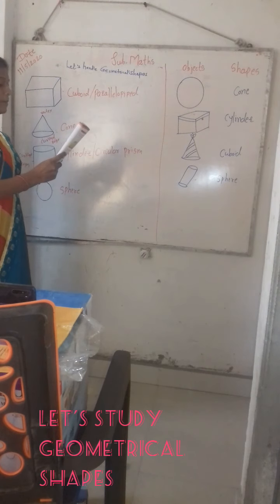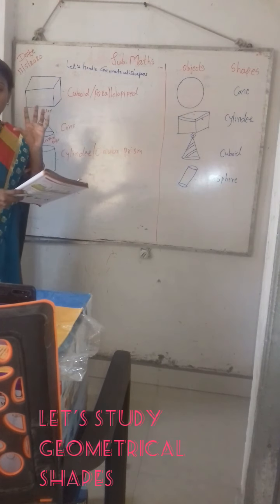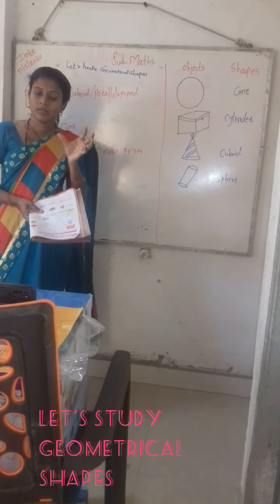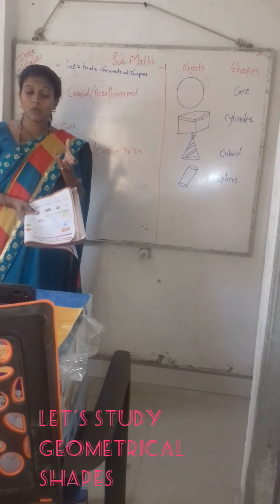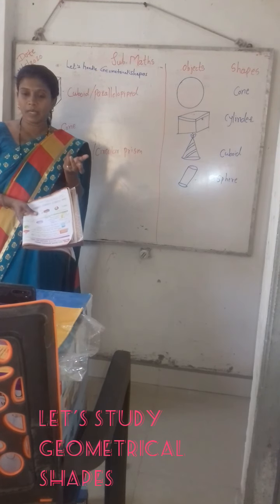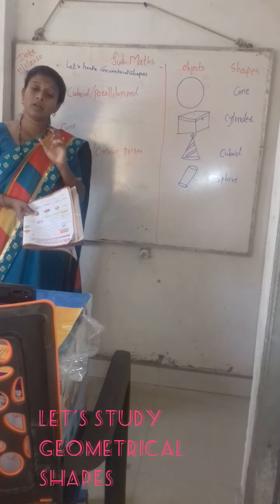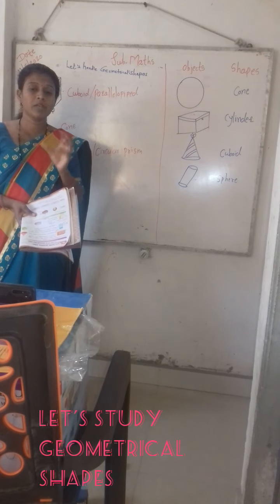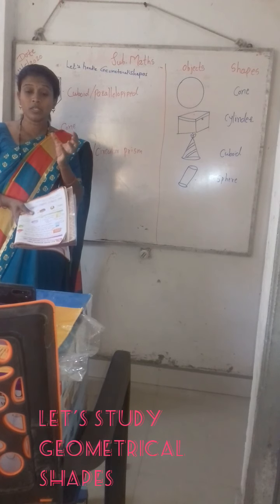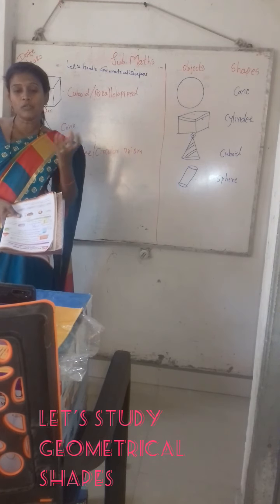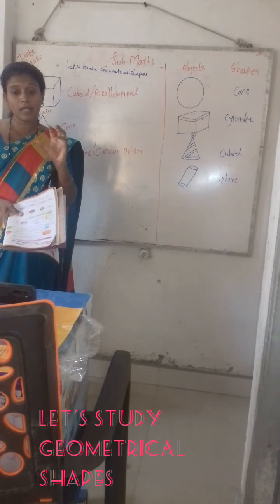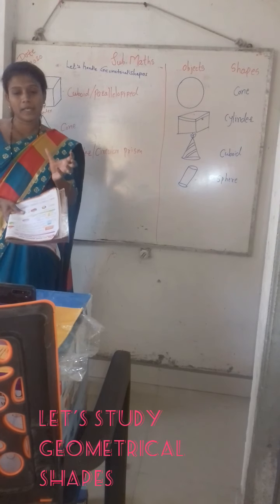Our third shape is the shape like a ball, called sphere. Have you seen a ball? We daily play with football or small tennis ball or cricket. We play many games, and while playing these games we use a ball. So what is the shape of a ball? Sphere. Sphere means it is a full round shape. It has no end. That's why we call it sphere shape.